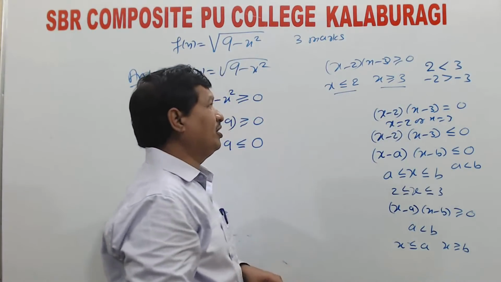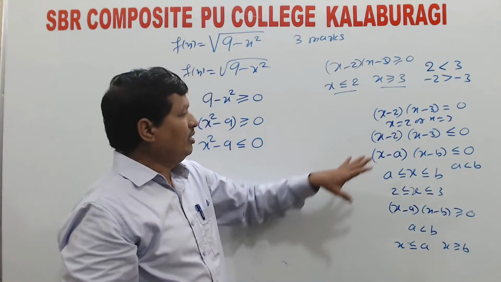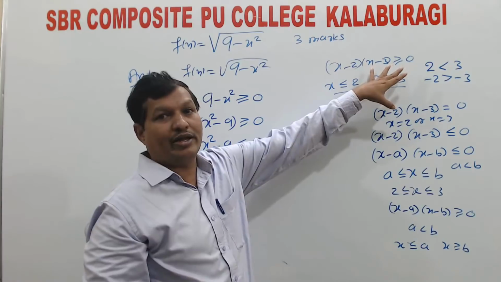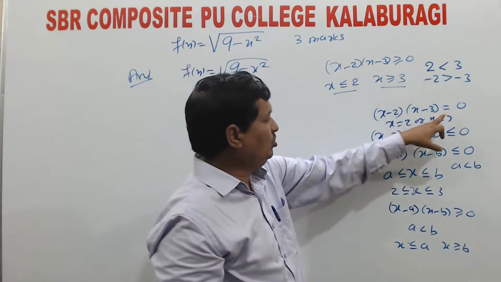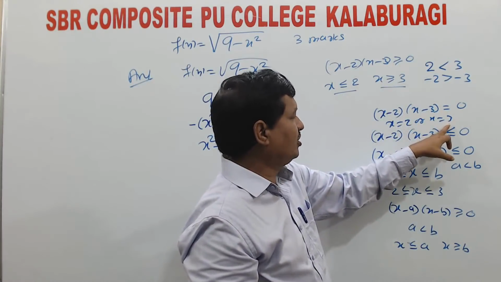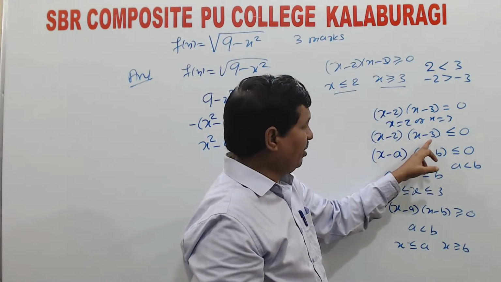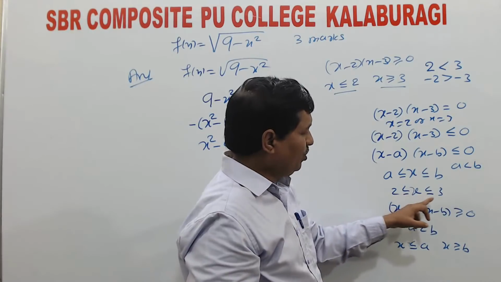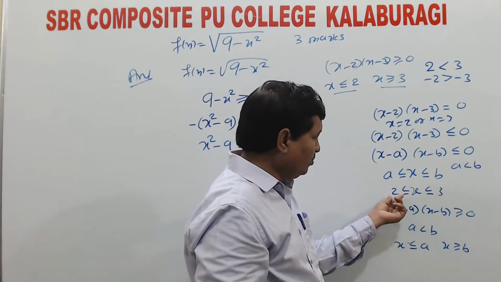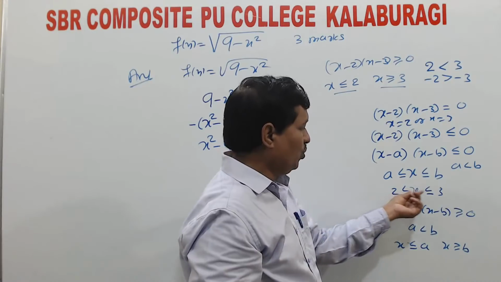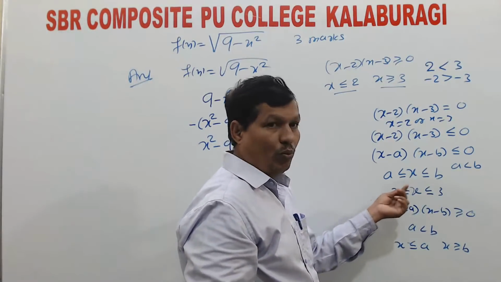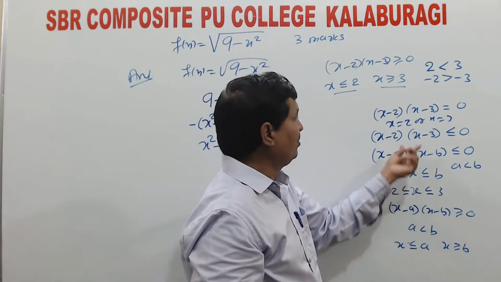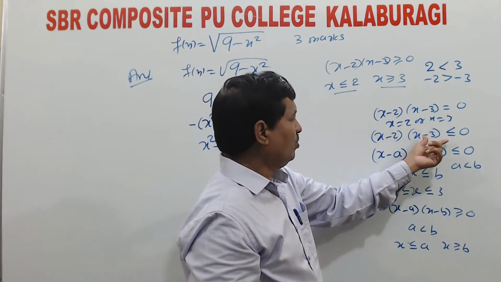In this you have to calculate the value of x, for what value of x these inequalities are satisfied. If this is equal to 0, you have to take x equal to 2 or x equal to 3. If x minus 2 into x minus 3 is less than or equal to 0, you have to take x lying between 2 to 3. For these values of x from 2 to 3, meaning 2.1, 2.2, 2.3 up to 2.9, 2.99 up to 3 only, this is less than or equal to 0.